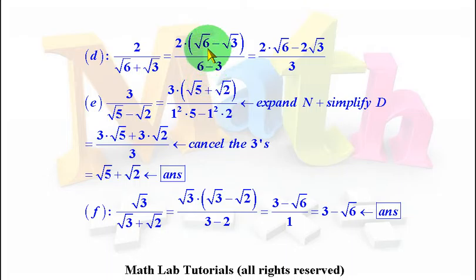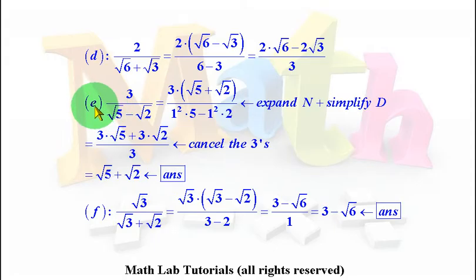Okay, then all we have to do is expand the numerator. That's a bullet and 2 targets. We bring the bullet in. We get 2 root 6 minus 2 root 3. Done. And 6 minus 3 is 3. And we are done. There's nothing more to do there. And we'll just leave it alone.